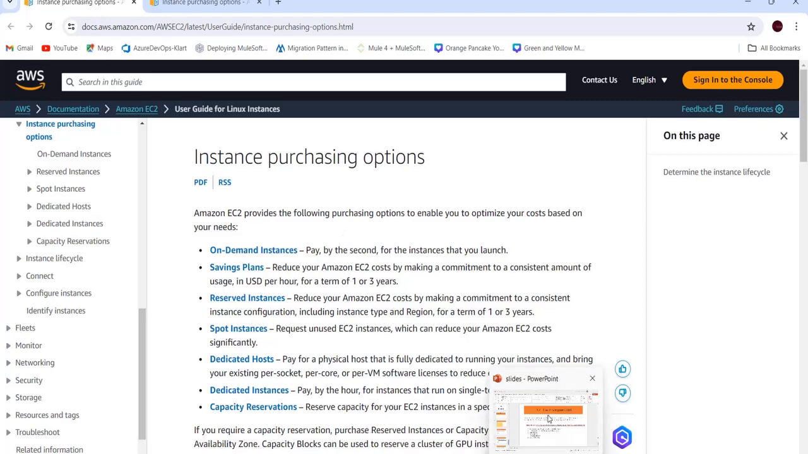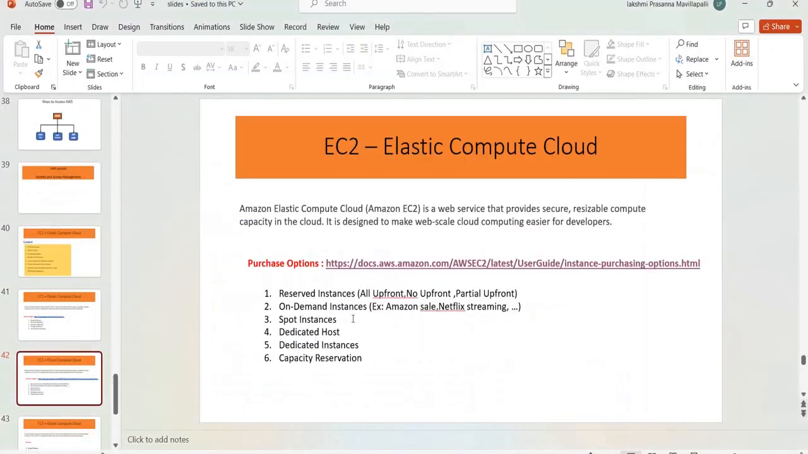Then another one is spot instances. Spot instances means, actually, AWS is a big organization. It has a lot of data centers.